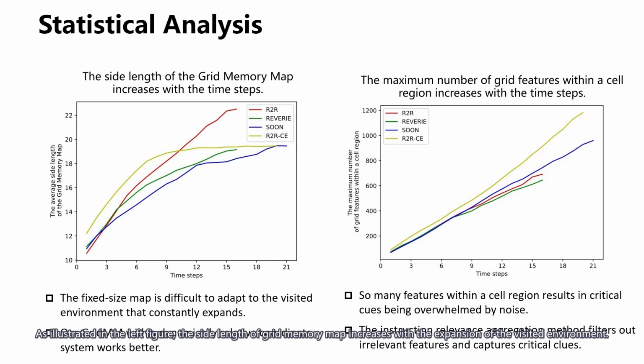As illustrated in the left figure, the side length of the grid memory map increases with the expansion of the visited environment. Obviously, a fixed-size map is difficult to adapt to a visited environment that constantly expands, thus our grid memory map with a dynamic relative coordinate system works better. As illustrated in the right figure, so many features within a cell region result in critical cues being overwhelmed by noise. So the instruction relevance aggregation method is needed to filter out irrelevant features and capture critical clues.